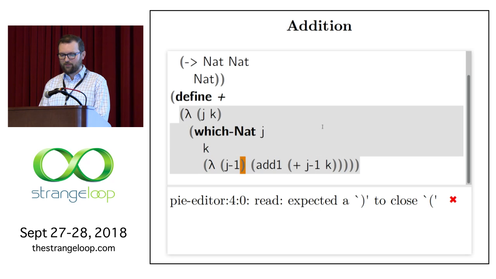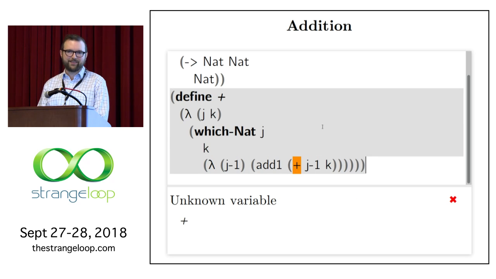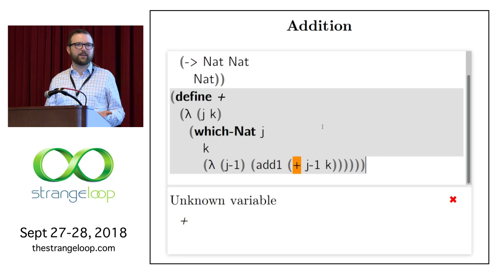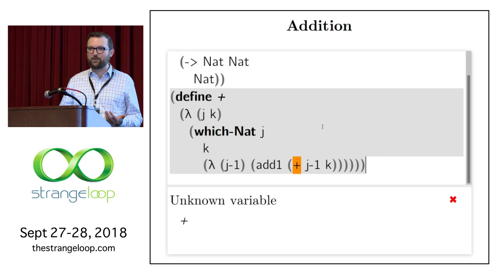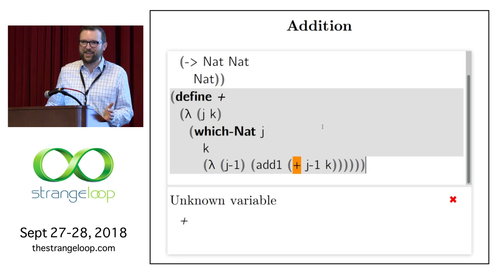And we're almost there. Except we're not. Oh no. So what we've tried to do is we've tried to define plus using plus. But it turns out that in Pi, when you're defining things, recursion is just not an option. Hey Dan, why is recursion not an option in Pi? Because recursion is not an option. Yeah, but why isn't it an option?